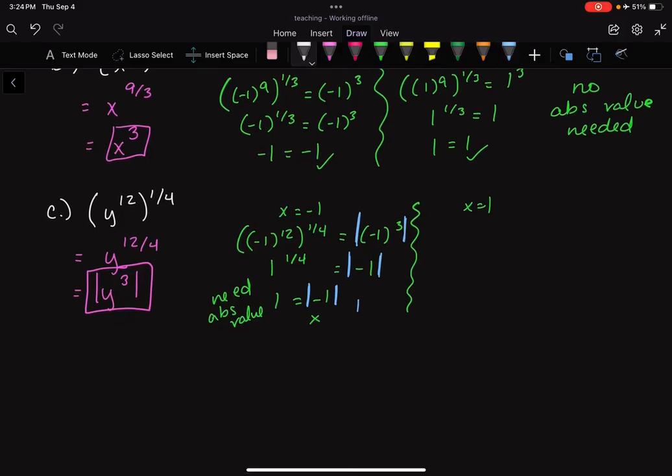So again, you only have to worry about the absolute value bars really when you're dealing with even roots. And then also when we have a variable. It's not when you have numbers and stuff, you don't have to worry about it as much.